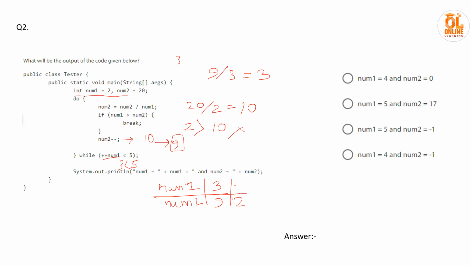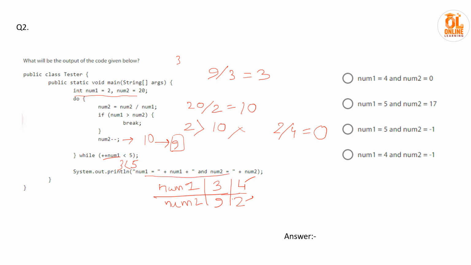It will become 4. Okay, now again we will check if num2 divided by num1. What is num2? 2 by 4. 2 by 4 will be 0. Now if num1 is greater than num2, yes, num1 is now 4 and num2 is 2, so it is greater than, so it will break and come out of the loop.